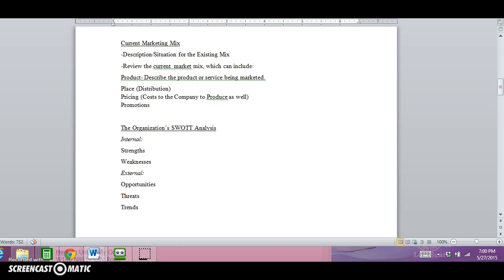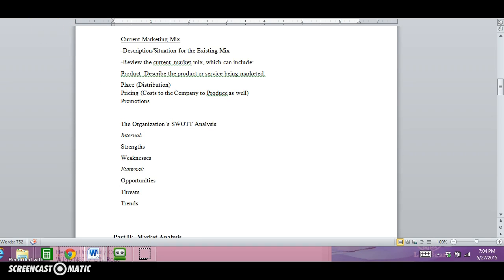Now, moving back to the template, in terms of the marketing mix, you should share a description of the situation for each existing mix. Review the current marketing mix, for example, for product: describe the product or service to be marketed. Place: share the distribution strategy. Pricing: what is the cost to the company to produce it, as well as how much you're going to charge the consumer. In terms of pricing, you want to look at how much you are pricing it to wholesalers as well as retailers. And then finally, promotions: what promotions are you offering the end user, retailers, wholesalers, etc.?